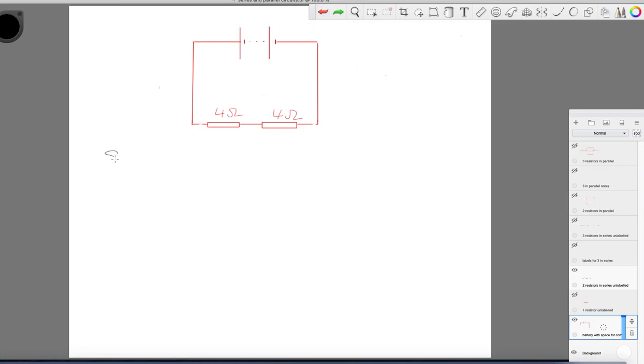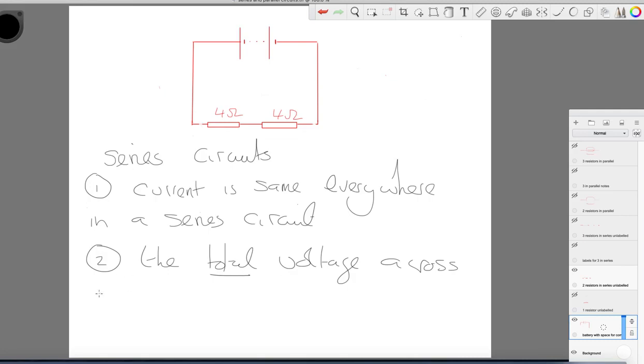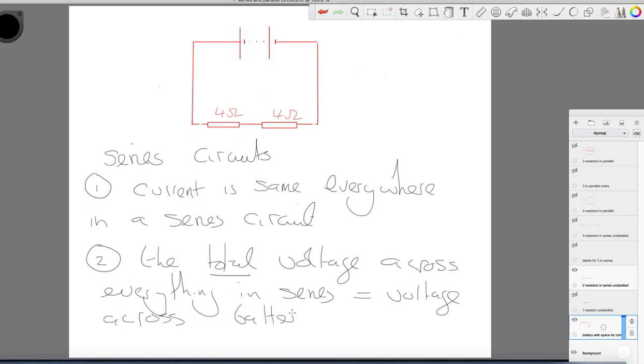Two things then about series circuits. One, the current is the same everywhere in a series circuit. And 2, the total voltage across everything in series equals the voltage across the battery or the power supply or whatever.